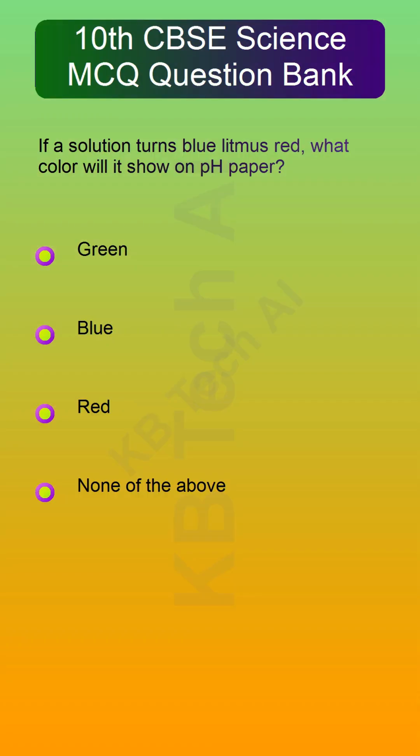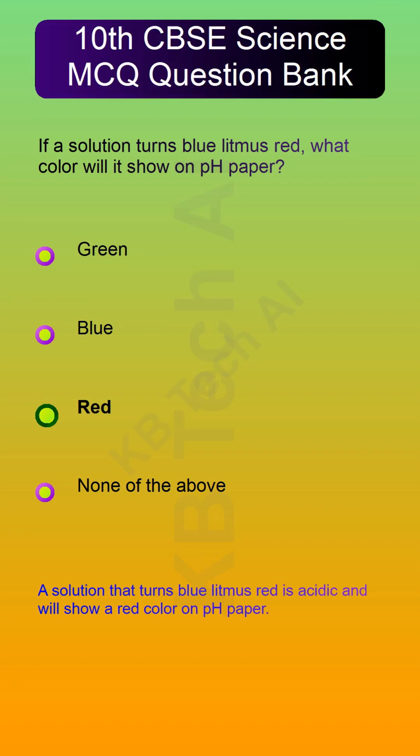If a solution turns blue litmus red, what color will it show on pH paper? Option 1, green. Option 2, blue. Option 3, red. Option 4, none of the above. The answer is option 3, red.